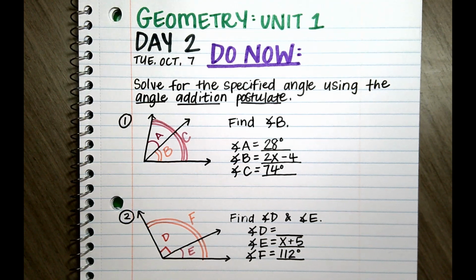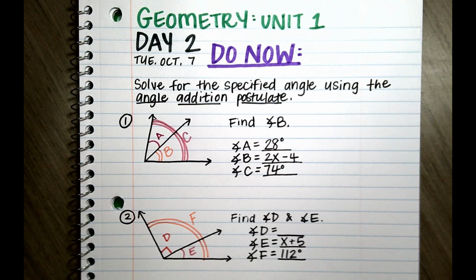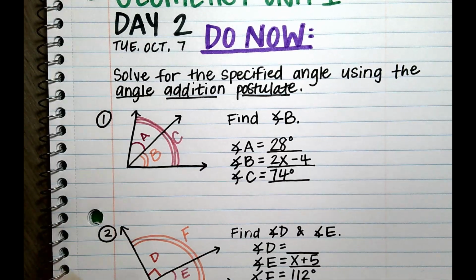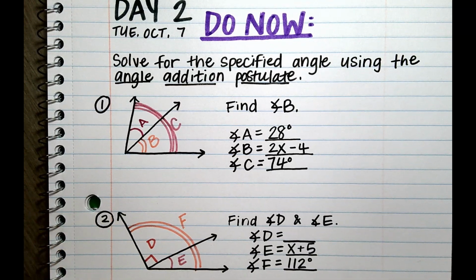It's day 2 in geometry, and it is Tuesday, October 7th. And for your do now, you should have solved for the specified angle or angles using the angle addition postulate. And again, can anybody remind me what the angle addition postulate is?